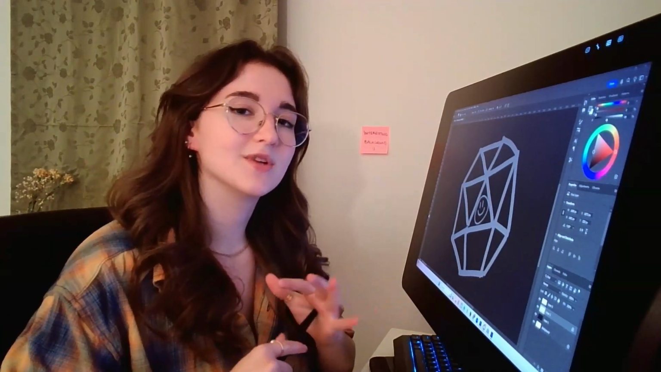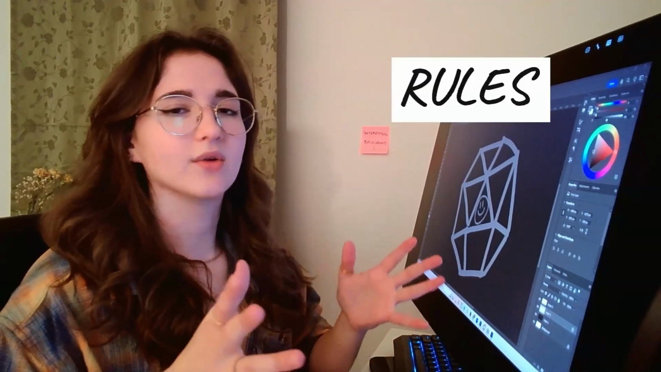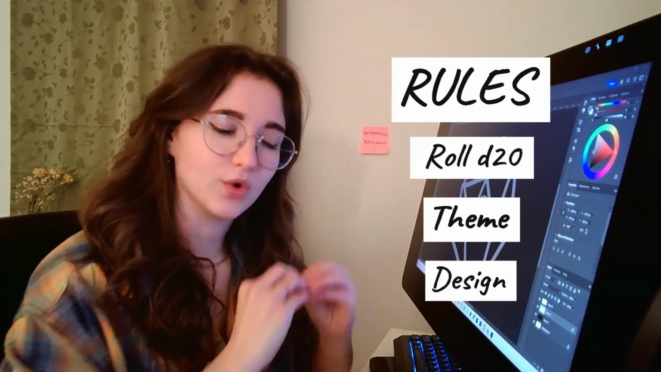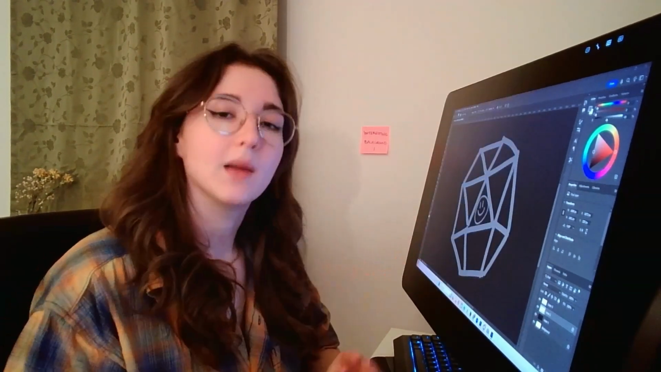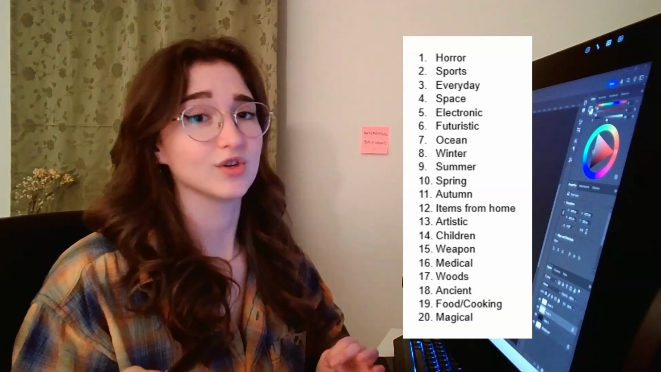I'm an aspiring concept artist, and I need to work on my prop portfolio, so I thought this would be a fun way to go about that. The rules are not that crazy. I'm just going to roll the d20, get a theme, and use that theme to go through the prop design process. I made a list of different themes, so if you want to take a look at that and try this for yourself, go ahead.